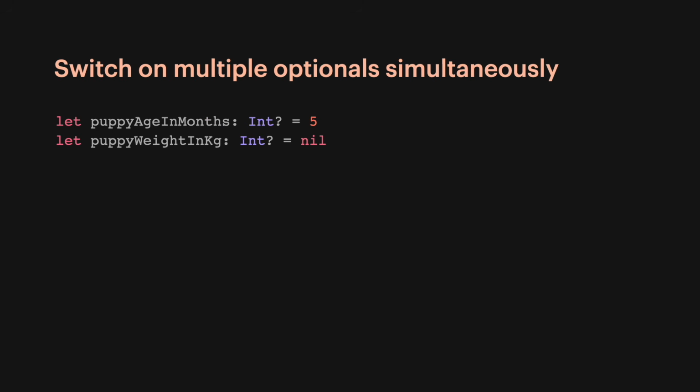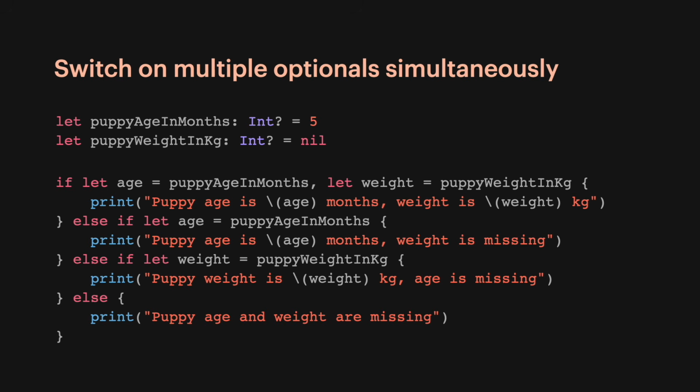Now let's look at an example with multiple optionals. We have two optional values here: puppy age in months and puppy weight in kilograms. Imagine that we have to process them together and perform an action based on both values. We might write a long if-else statement, trying to unwrap each value individually, like this. But this is a bit messy and it's easy to miss a permutation, especially if we had even more values to process. We could simplify this logic by using a switch statement.